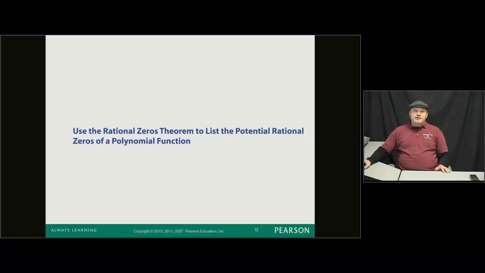Hello, in this video we'll be covering the rational zeros theorem, and it's to list the potential rational zeros of a polynomial function. Now recall, polynomial functions basically have two types of zeros. They're either going to be real or complex, but if they're real, they could either be rational or irrational. What this theorem does is find the potential rational zeros only. It will not find you the irrational zeros, nor will it find you your complex zeros itself.